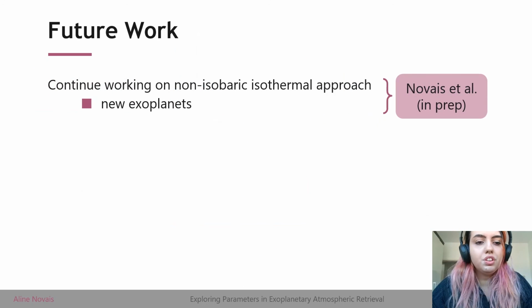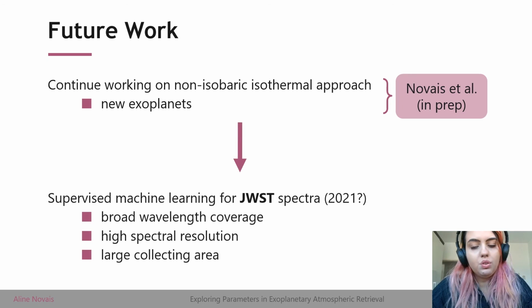For the future, we intend to continue working on this non-isobaric approach and, if possible, include new exoplanet spectra. And all this will be featured in Novais et al., which is in prep at the moment. And while the expectations for James Webb are really high, we wish to obtain a lot of new spectra with higher resolution, and this way we want to apply a supervised machine learning technique to automate the analysis.